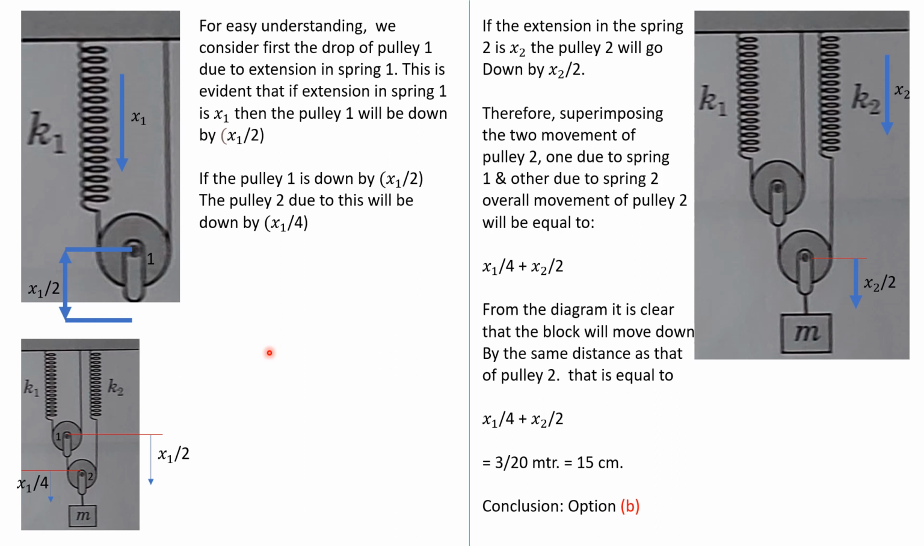Now we have to calculate how far this M has come down due to extension in spring 1 and extension in spring 2. So for easy understanding, first we consider the drop of pulley 1, how much pulley 1 came down due to extension x1. If this spring is extending by x1, x1 by 2 will come down here and x1 by 2 will come down here, means pulley 1 will go down by x1 by 2. Now when pulley 1 is going down by x1 by 2, x1 by 4 and x1 by 4 from this side, the pulley 2 will go down. So this is shown here.